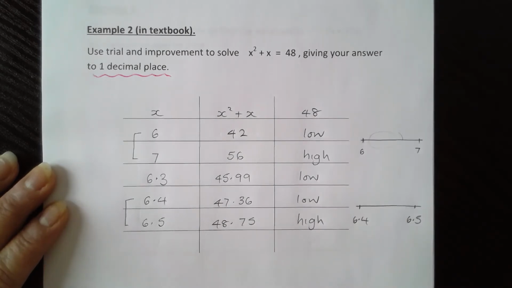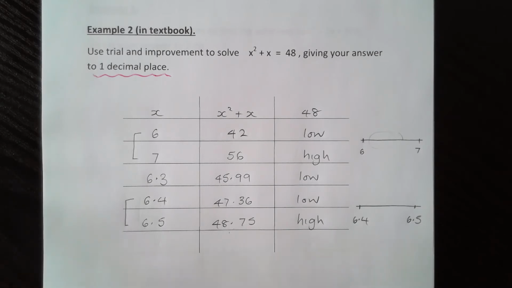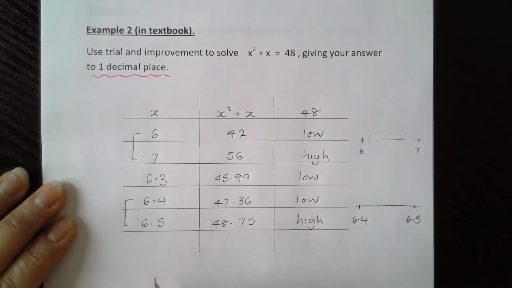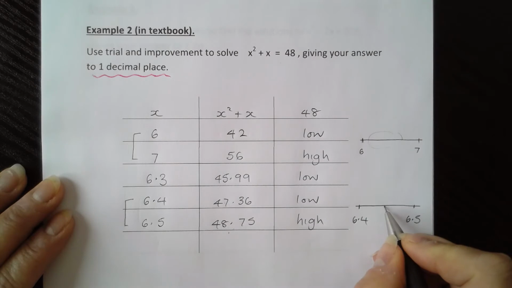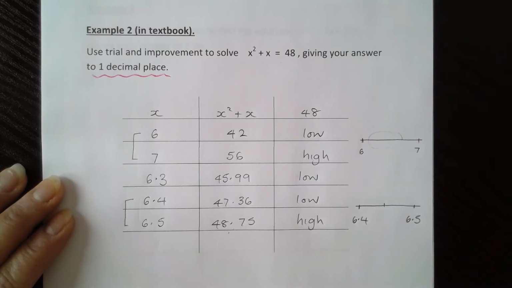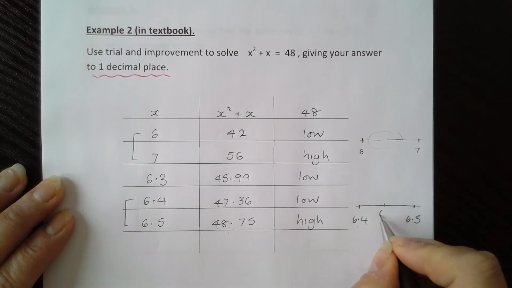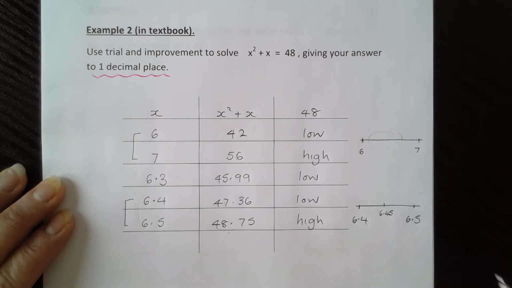Now it is not enough to say that actually 6.4 is closest to it. It's closer than 6.5 because 47.36 is closer than 48.75. You've actually got to show it properly. So the one value in here which will determine whether it rounds to 6.4 or 6.5 is going to be this one in the middle. So you always check this value in the middle. So I'm going to check 6.45.